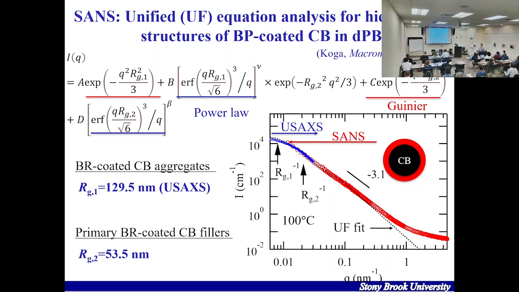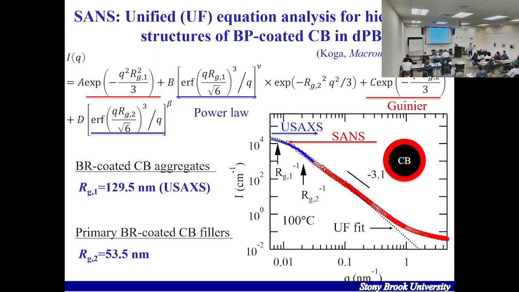By the way, remember, we have to subtract the incoherent background. We did that, and at the same time we also subtracted the background, which in this case is the deuterated carbon black system in the DPB without H polymer. So we subtract it, but as you see, we still see excess scattering.